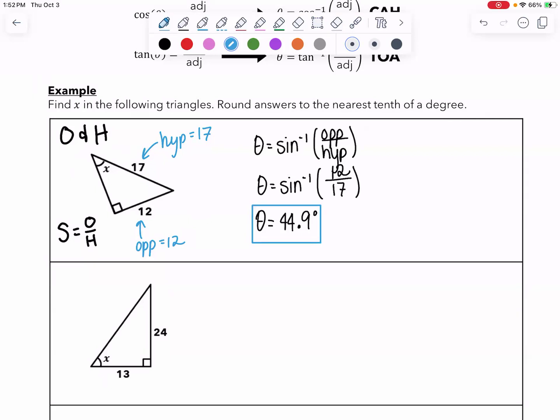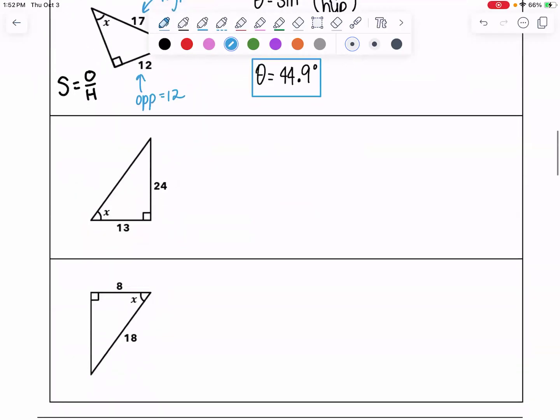Boom. This would be a great moment to pause the video and try these other problems out. I'm going to do them on the video, but it would be great to take a moment and try them. I'm giving you a moment to pause.